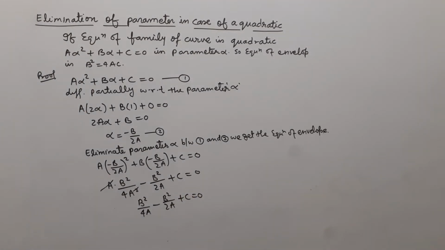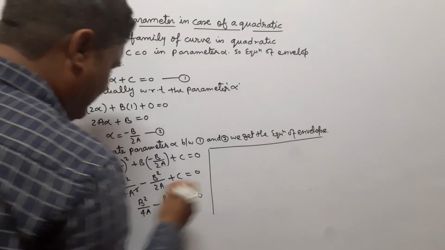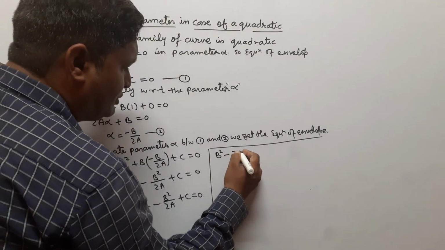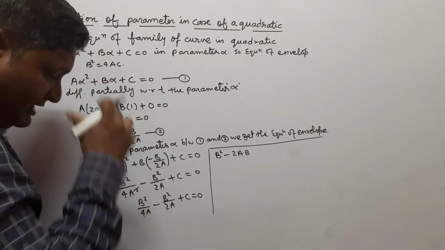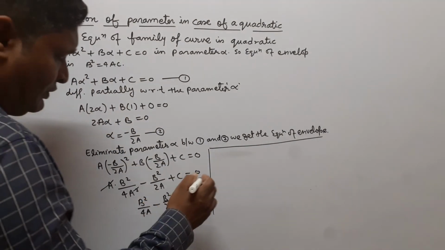Now we multiply the whole equation by 4a. Here we multiply the whole equation by 4a. So we get b square minus 2 b square.